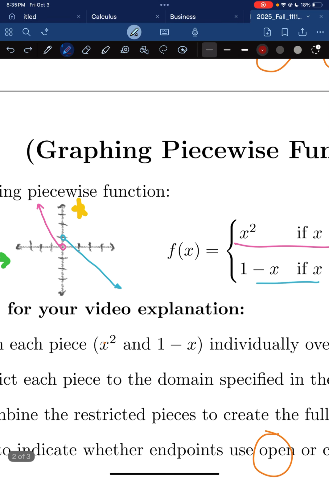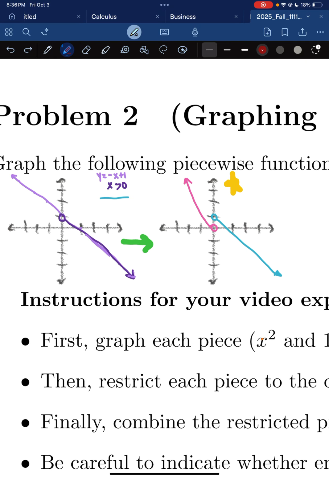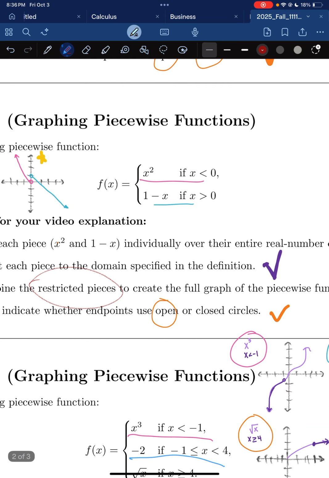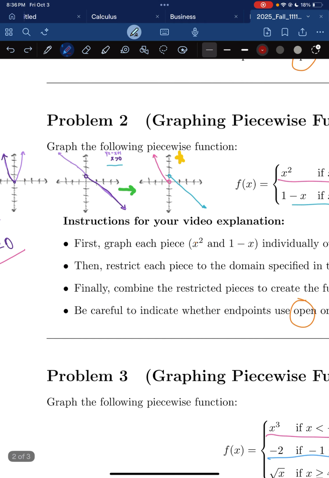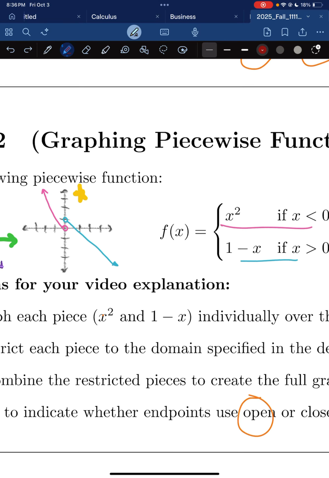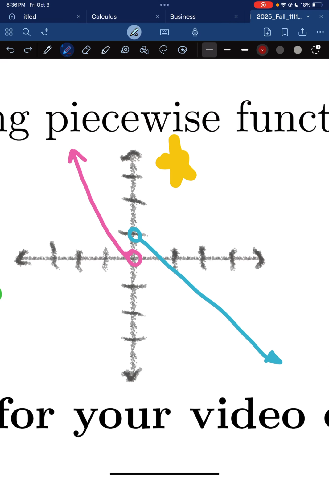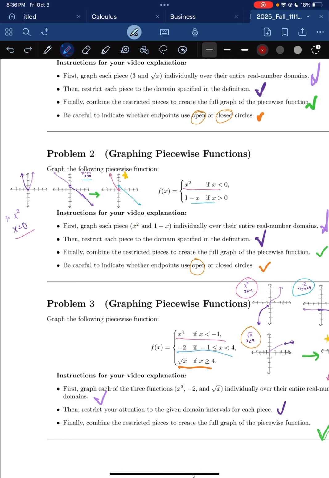As you can see, that's our final answer. We just combined the restricted pieces to create the full graph of the piecewise function. And again, these are both open circles. We can tell that by the inequality, because they're not equal to the number, so it's not true all the time. So these are both open circles.